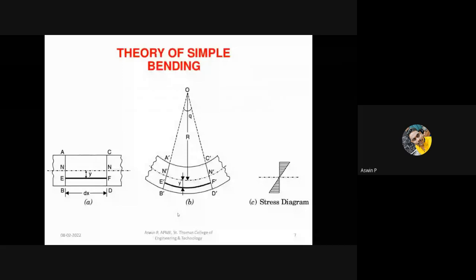So now we are going to discuss what is simple bending, or the theory of simple bending. We have already discussed simple bending, that is the elemental area or length of the beam where shear force is zero and bending moment is constant, then that is known as simple bending or pure bending. So now we are going to discuss the theory of simple bending.